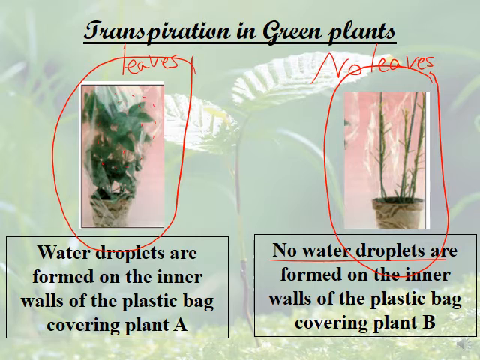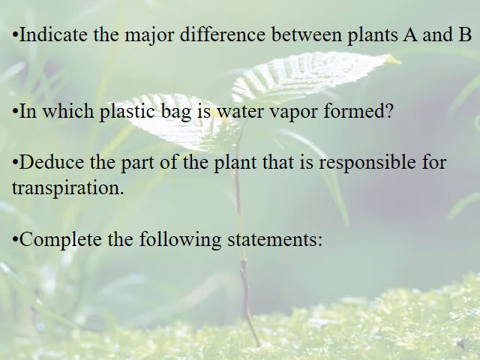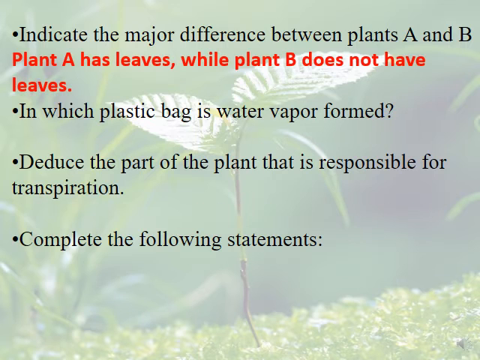So here, what can we deduce? That transpiration occurs through what? Through the leaves. Since when we have the leaves, we have water droplets, so we have transpiration. So here, the major difference between plants A and B is that plant A has leaves, while plant B doesn't. In which plastic bag is water vapor formed? Sure, in the one covering plant A, which has leaves.